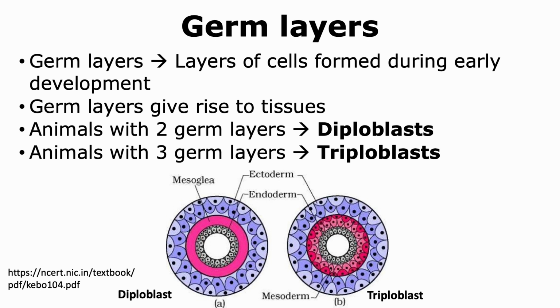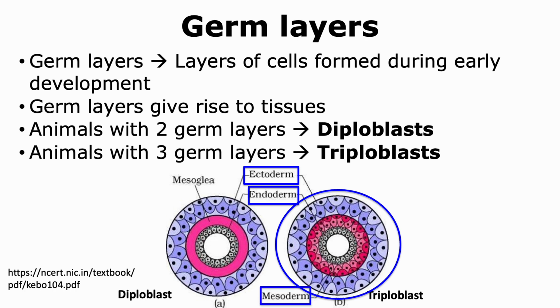On the other hand, there are many animals that have three germ layers and hence are called triploblasts. In these animals, the outermost germ layer is called the ectoderm, similar to what we saw in the diploblasts. The innermost layer is the endoderm. And between the ectoderm and the endoderm, we have the mesoderm. Thus, instead of having mesoglea, triploblasts have a layer of cells, which is the mesoderm, and hence they have 3 germ layers.